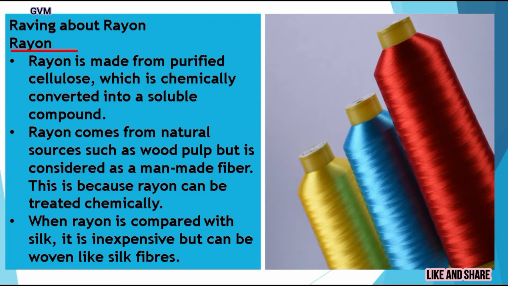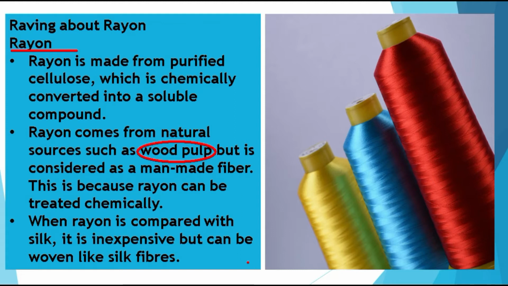And students, as I said in the earlier section, silk fiber was discovered in China and made from silkworms, and it had a beautiful texture, and that's why it was very costly. So by the end of the 19th century, scientists managed to make an artificial silk-like fiber by treating wood pulp chemically. And students, when rayon is compared with silk, it is inexpensive but can be woven like silk fibers and gives its appearance just like silk.